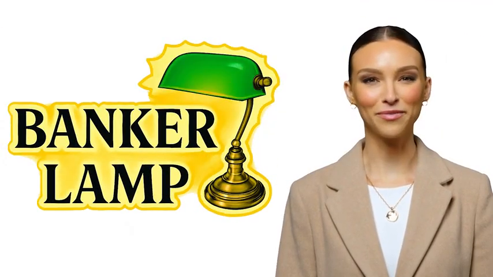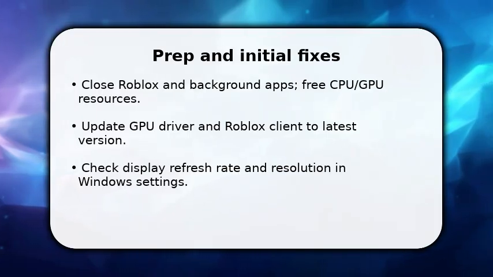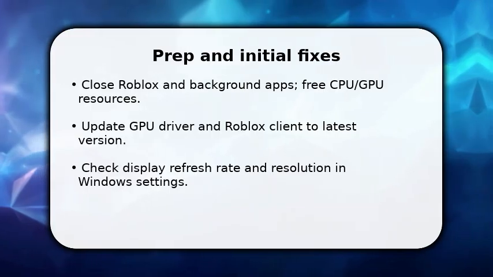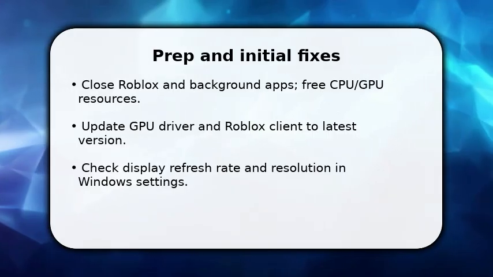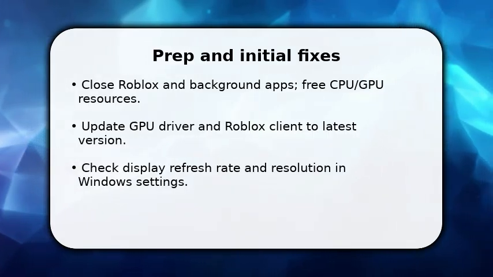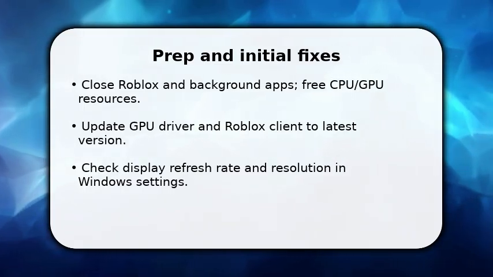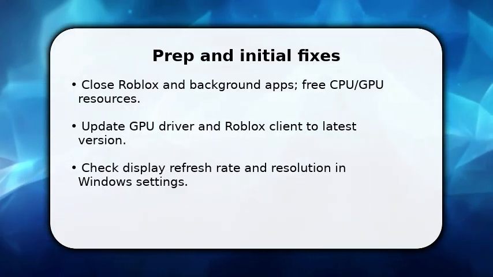Please enjoy the video. You start by stopping interference. Close Roblox, then shut background apps that use GPU or CPU. Once done, update your graphics driver and the Roblox client so known bugs are patched. Make sure your monitor's refresh rate and resolution match Roblox settings to avoid mismatched frame timing. You do this because software or driver mismatches commonly cause jitter.